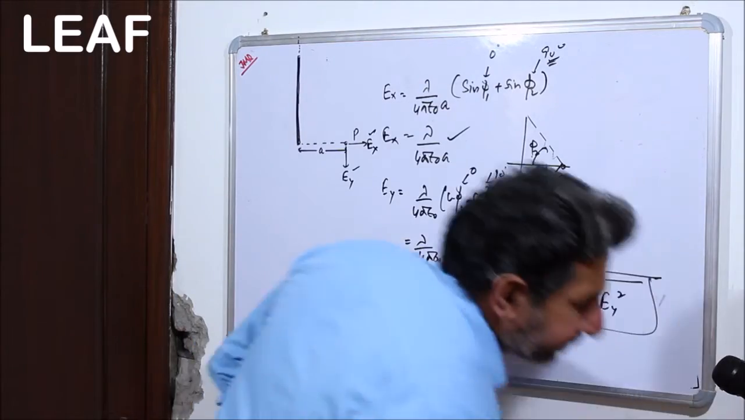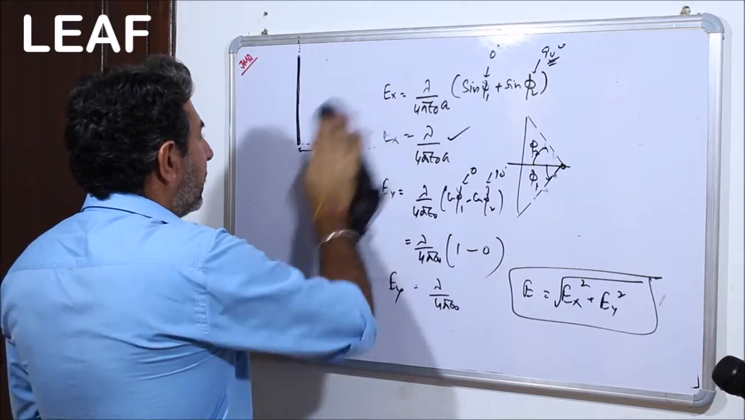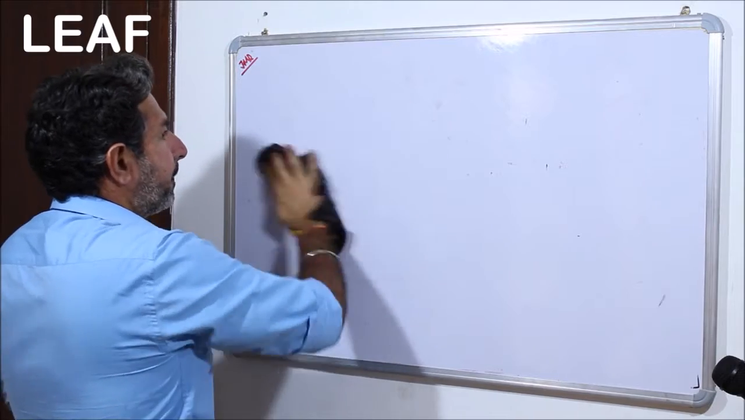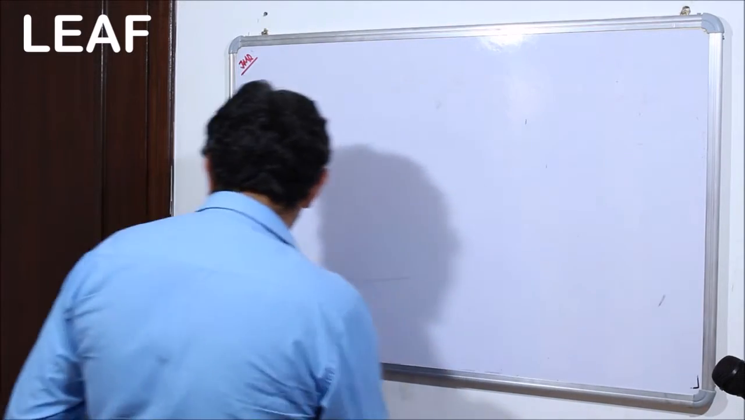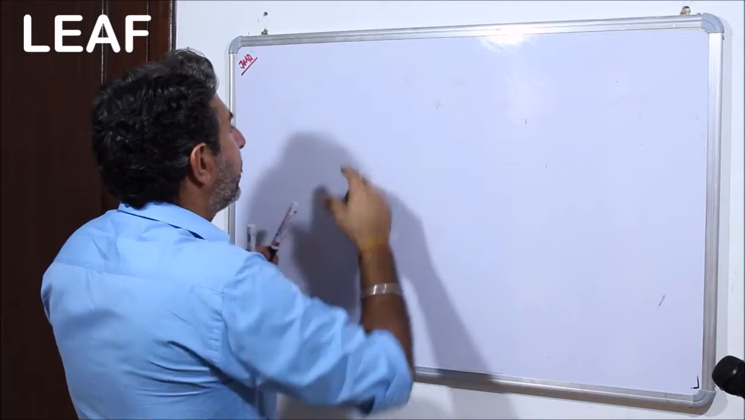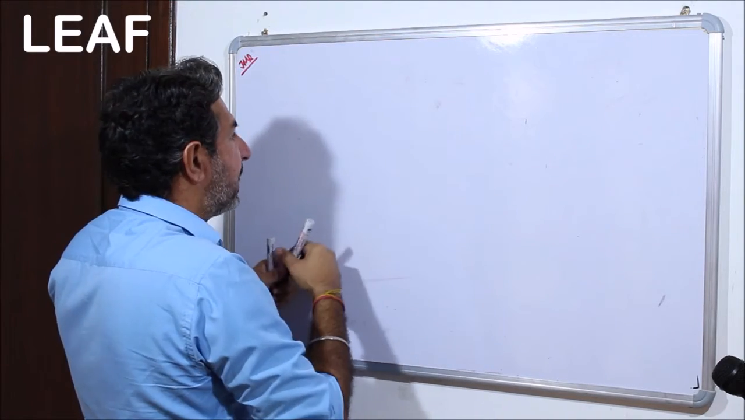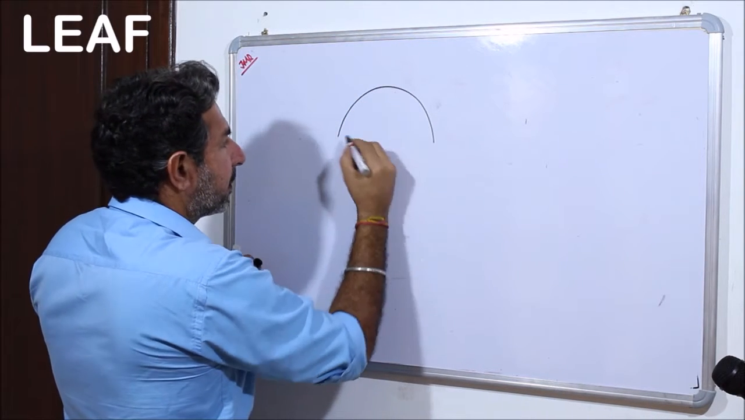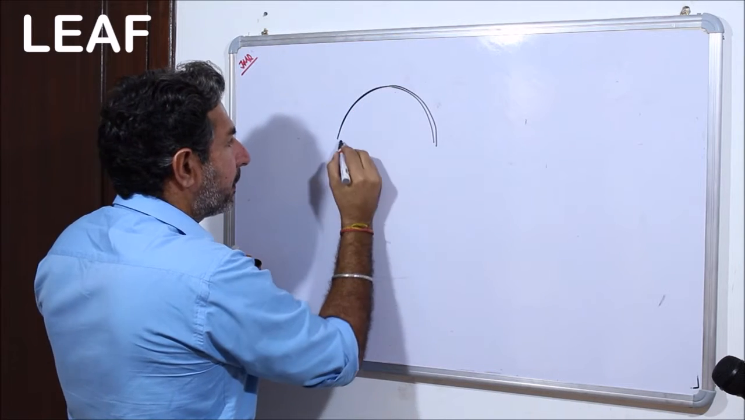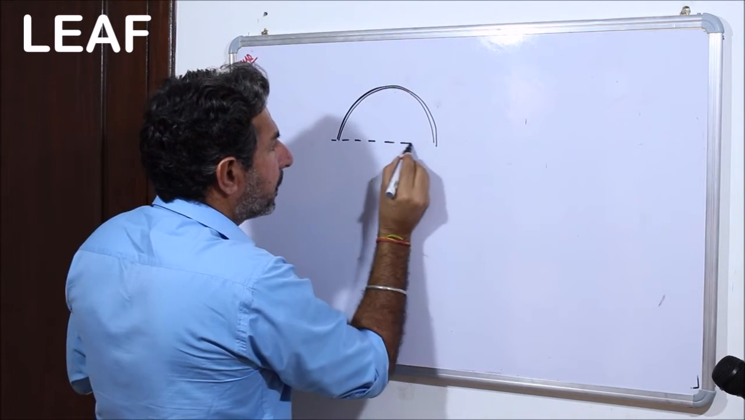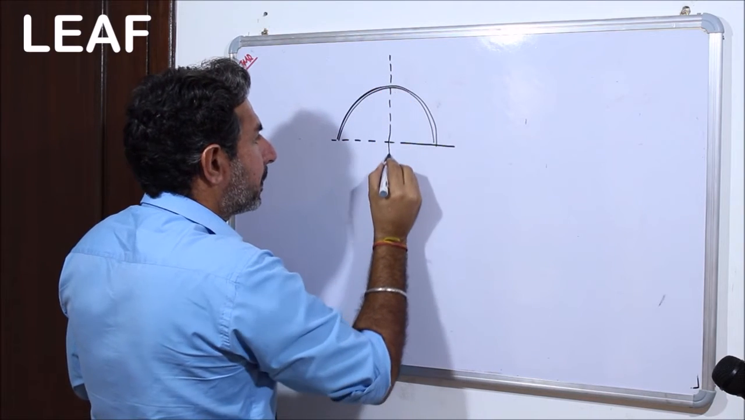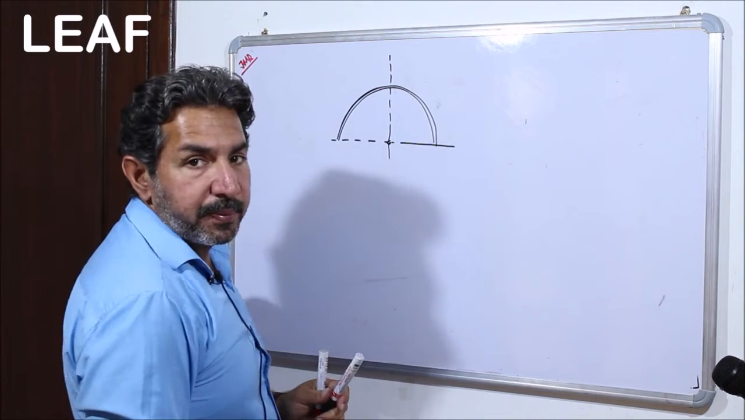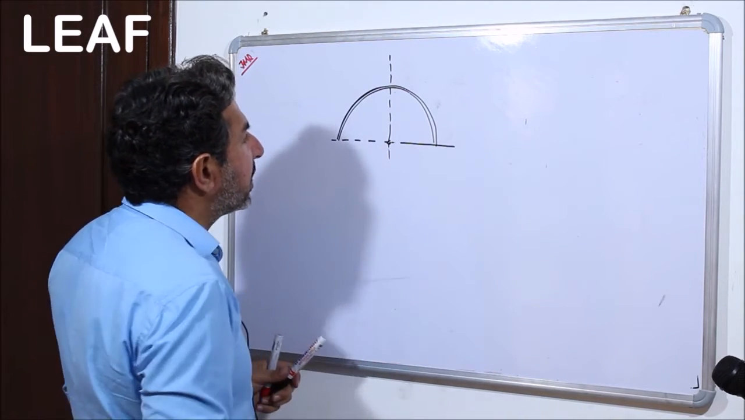Second section. Let me wipe it off. In the second section, what I'm going to do is curve this wire in the form of a semicircular ring, right? So it is somewhat like this. Now what is going to be the electric field at this particular point, at the center of this semicircular ring?